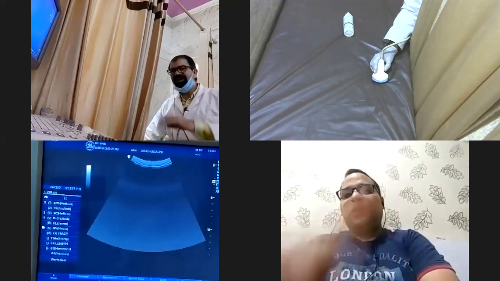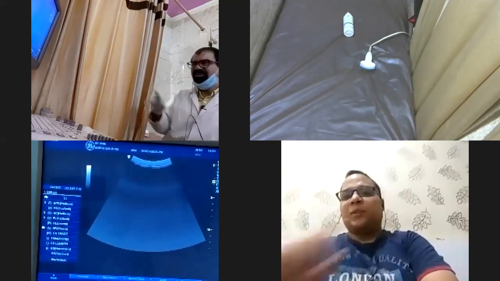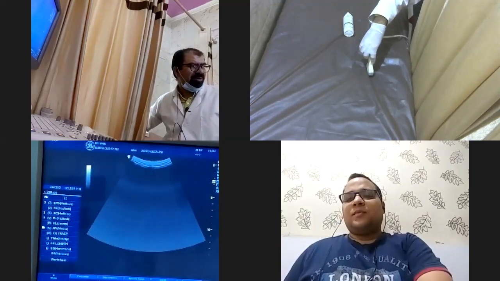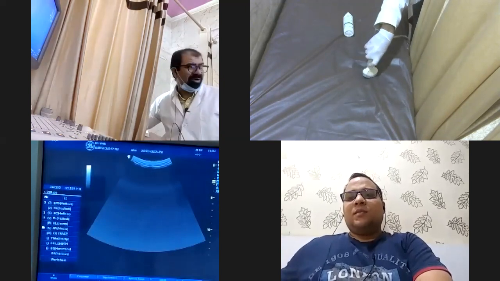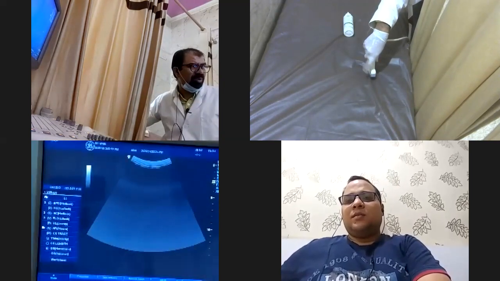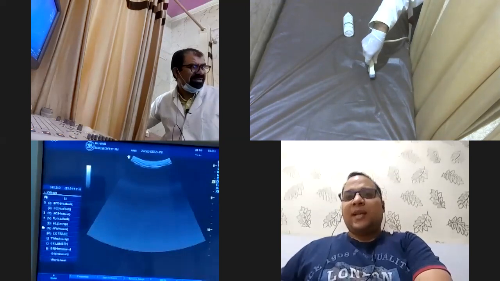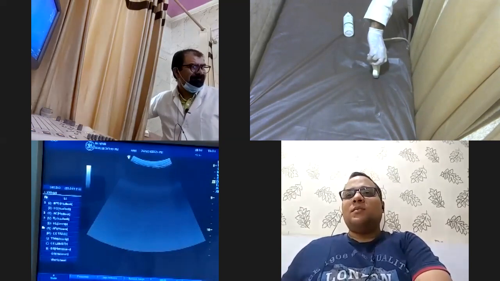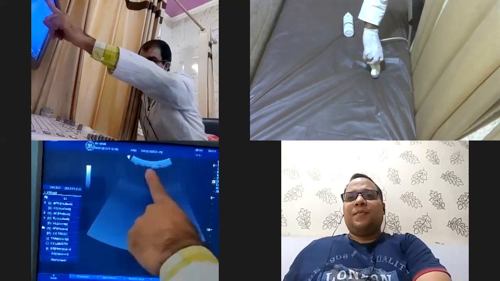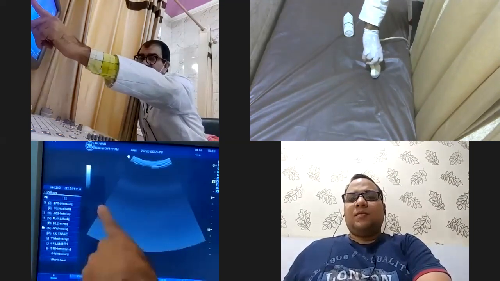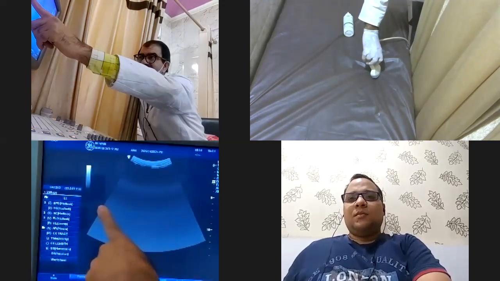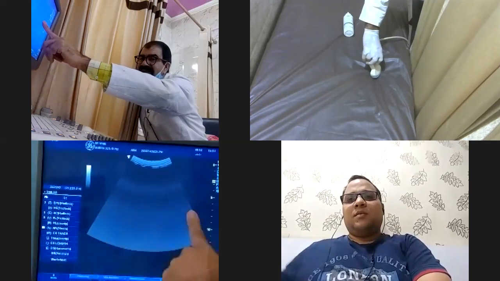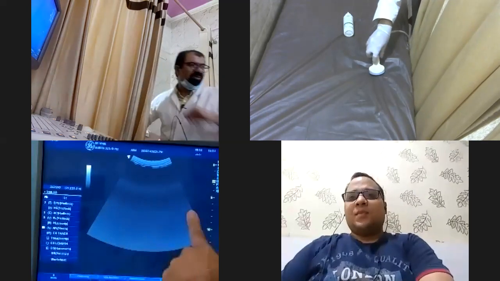Hold on, hold on. The superior will now be inferior and inferior will be superior. It means that if I rotate this probe anti-clockwise from transverse to longitudinal, this marker will go where? Towards the patient's legs, towards the foot of the patient, right? Now this is anterior, this is posterior, and this will not be superior but inferior, and this will not be inferior but superior.